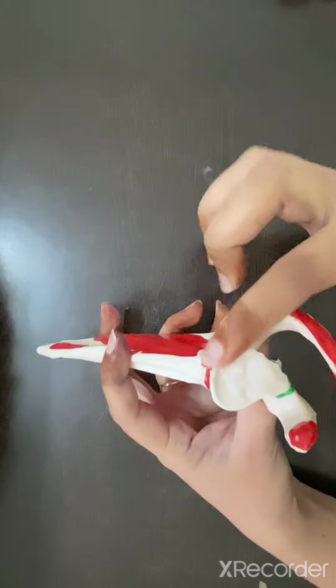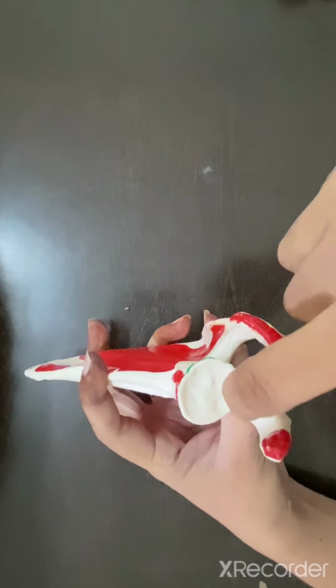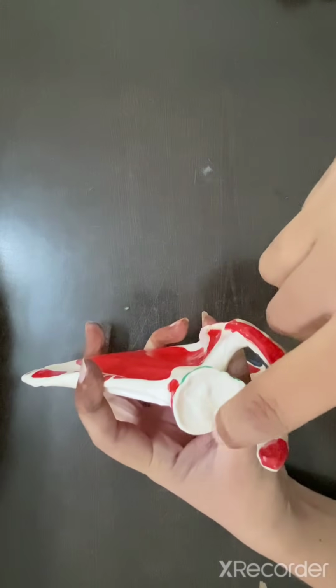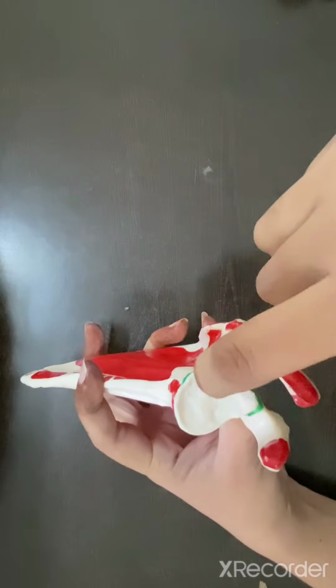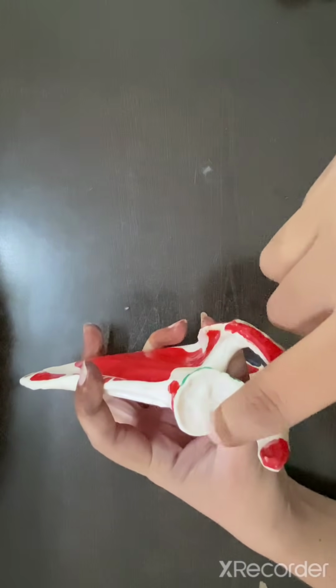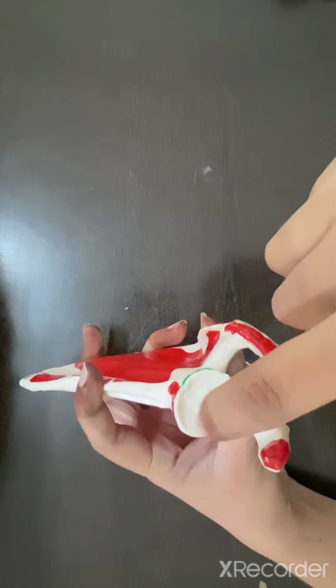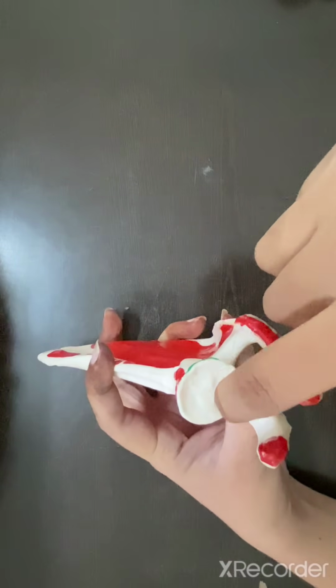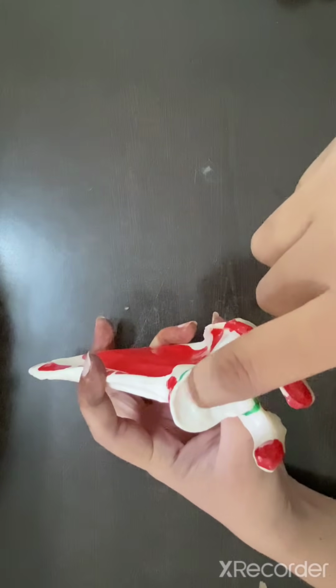Then this is the glenoid cavity. The margins of this glenoid cavity are covered by the glenoid labrum. This glenoid labrum is a fibrocartilaginous rim-like structure which deepens the cavity for easy articulation of the head of humerus to form the shoulder joint.